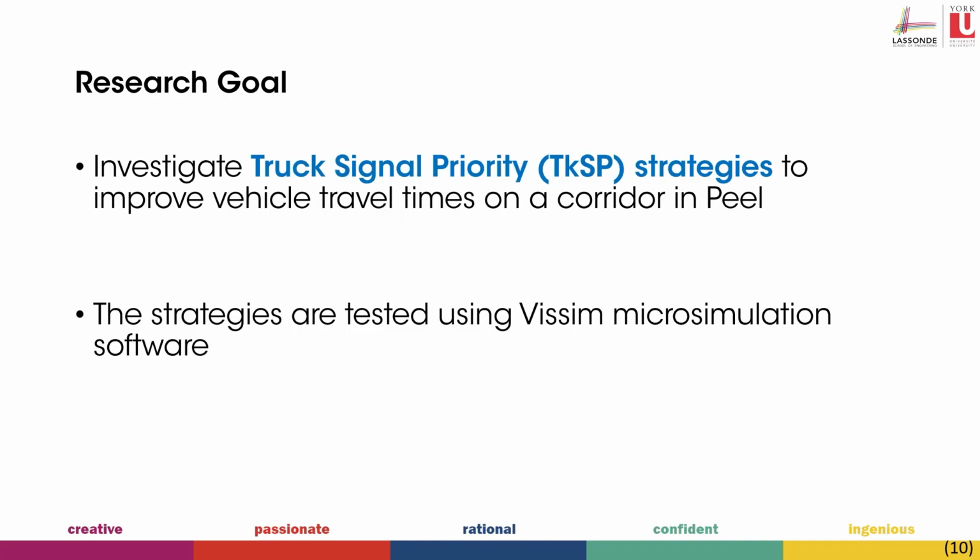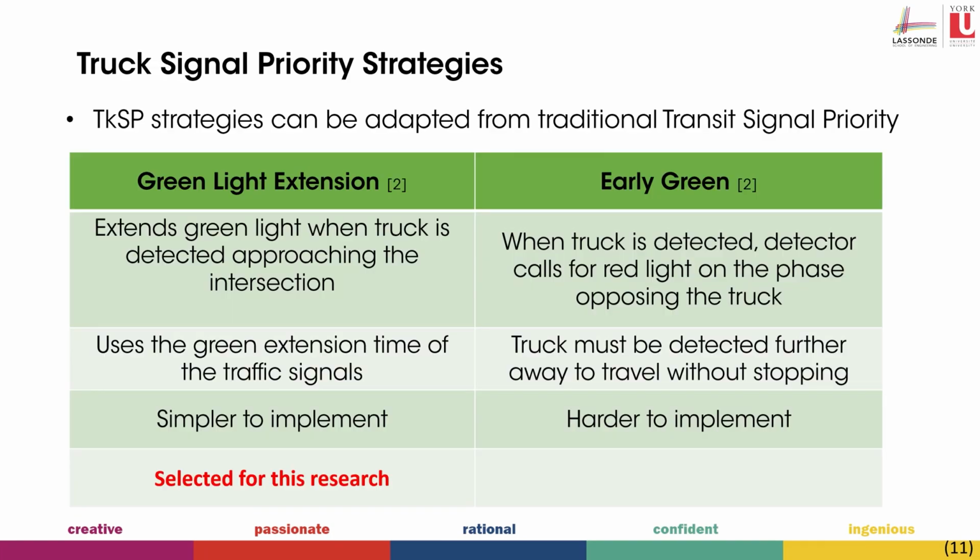The goal of this research is to investigate TkSP strategies to improve car and truck travel time on a corridor in Peel. These strategies were tested using Vissim microsimulation software. TkSP strategies are adapted from traditional transit signal priority. A literature review of TSP strategies was conducted to identify strategies transferable to freight.